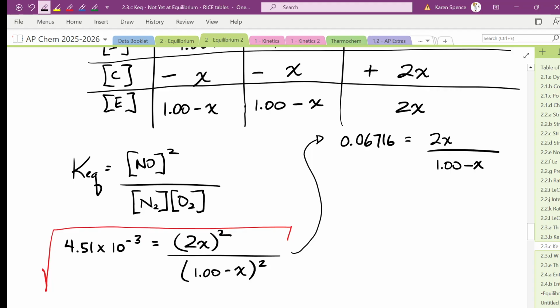I'm going to show all the algebra here, but you don't necessarily have to show all the algebra.